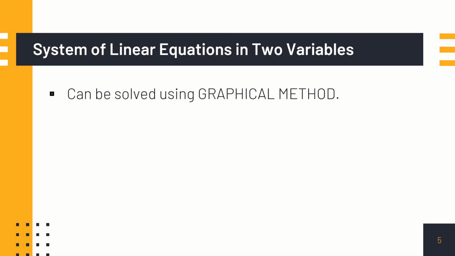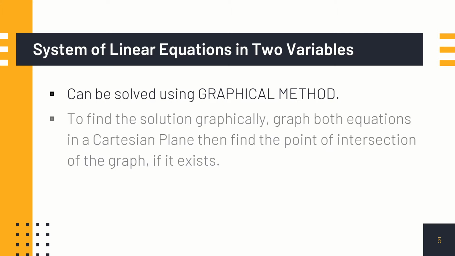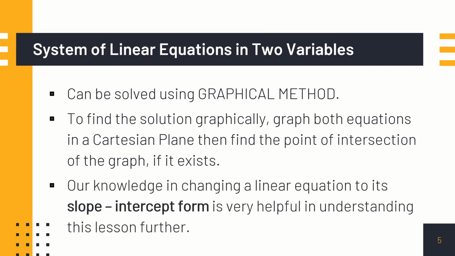A system of linear equations in two variables can be solved using the graphical method. To find the solutions graphically, graph both equations in the Cartesian plane, then find the point of intersection of the graphs if it exists. Our knowledge in changing a linear equation to its slope-intercept form, or in the form of y equals mx plus b, is very helpful in understanding this lesson further.